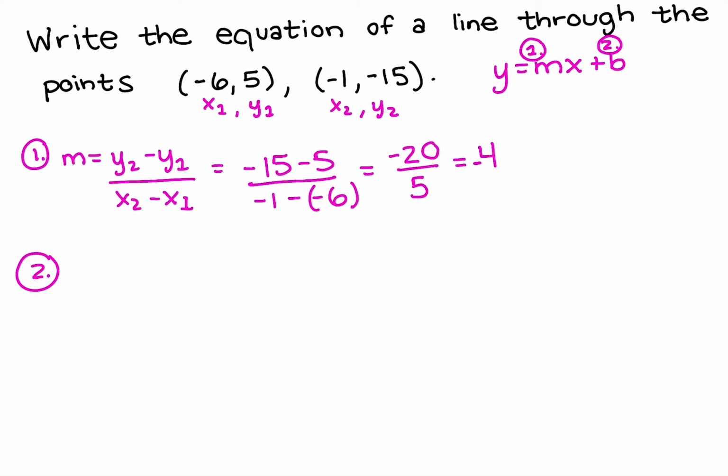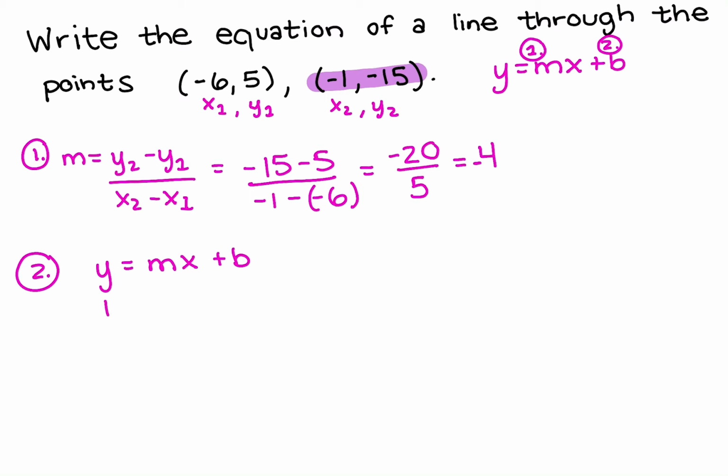Our second step is to look at y equals mx plus b and solve for b. That's the second thing we find. And we can use either point. It doesn't matter which point we use, but I just need to pick a point and use the x and y from it. So I'm going to look at this second point. It really doesn't matter which point you look at.